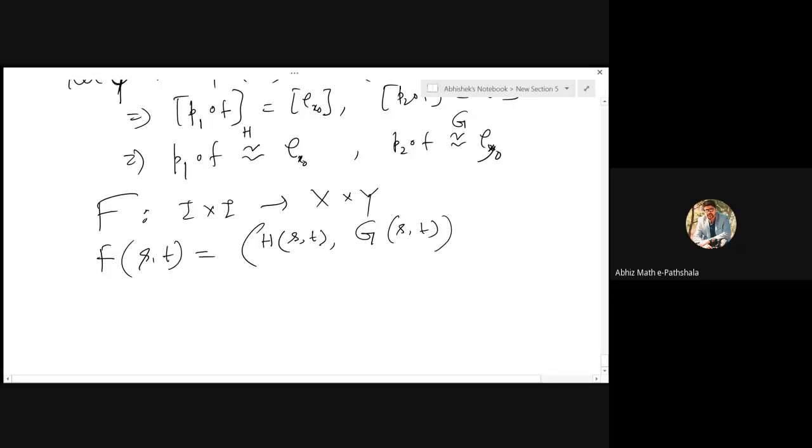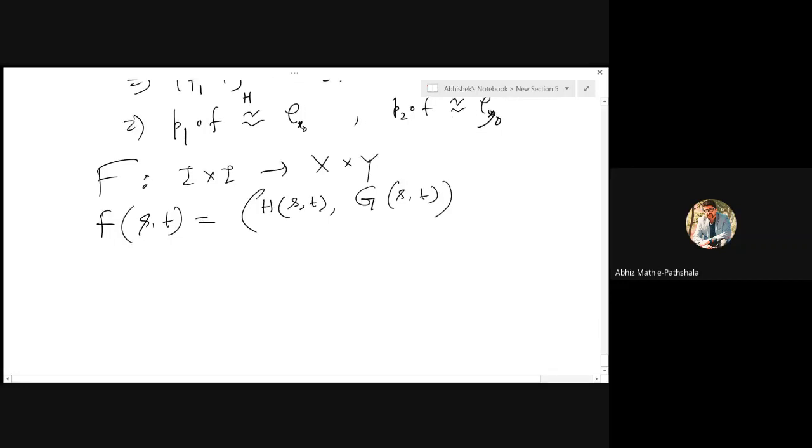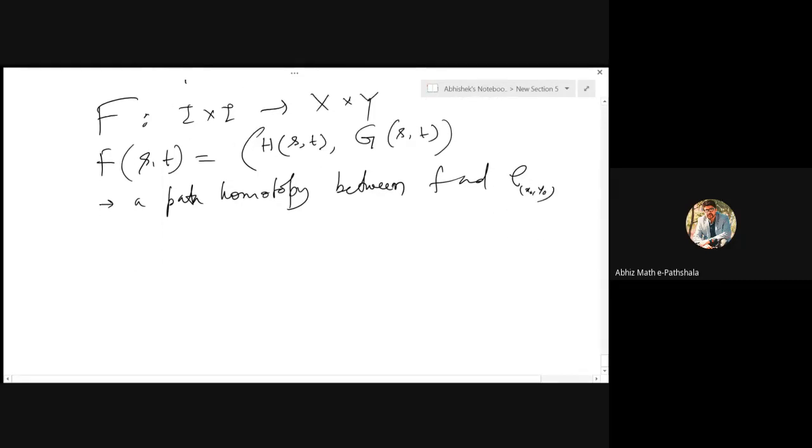So these are very easy things. You can check this on your own. So this F is a continuous map, and this is a path homotopy between F and the constant map at X naught, Y naught, right?